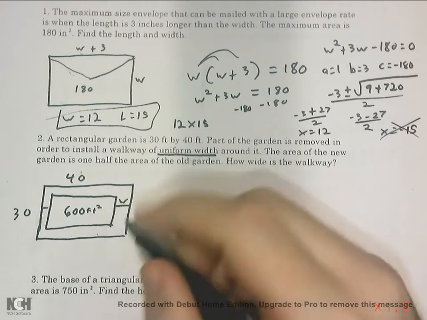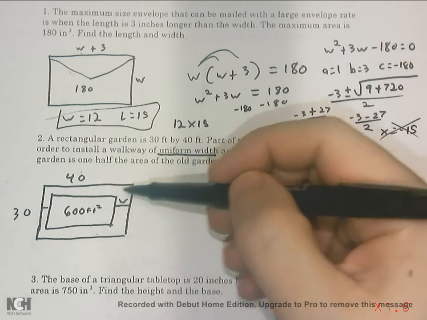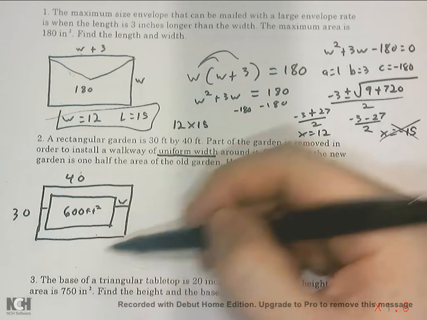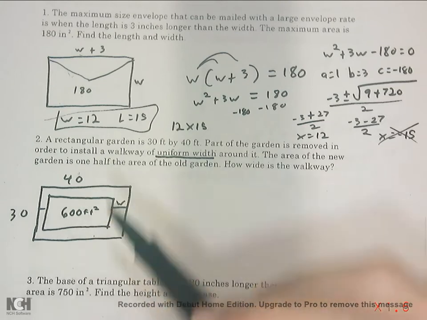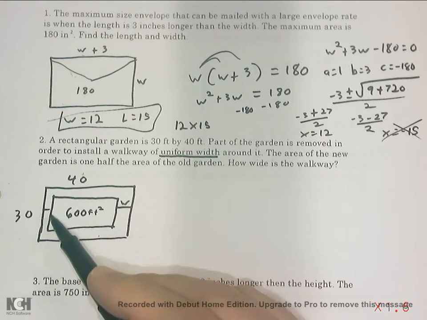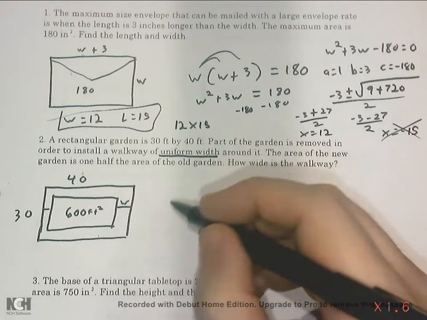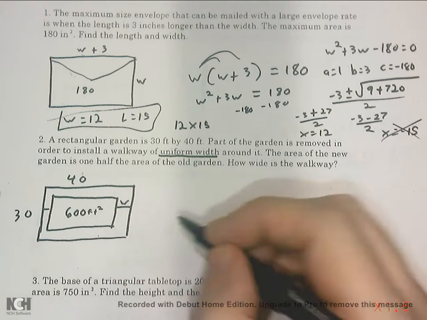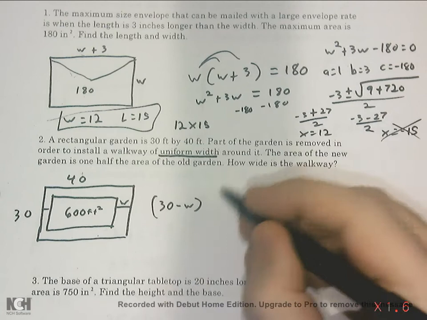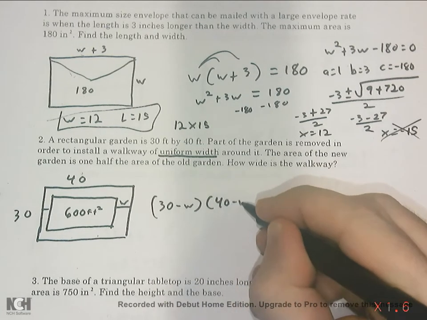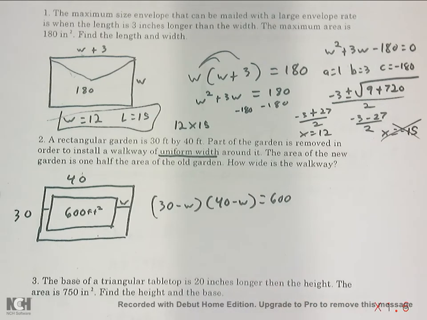when we look at this, since all of these are the same width, basically I am taking the width off of each side, right? If I'm trying to find the area of this new garden, it would be this number minus the width, right? Because I took the width off of each side here. So if I wanted to multiply to get to 600 feet, I know that 30 minus the W times 40 minus the W is going to equal 600 feet.